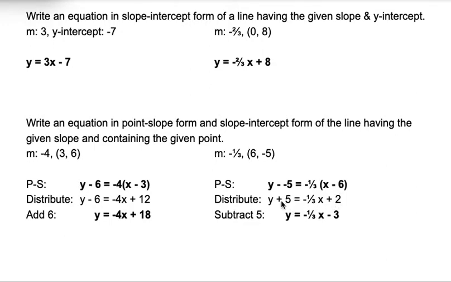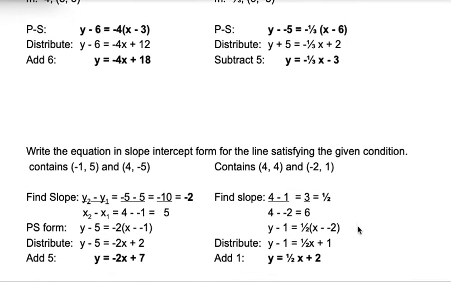Then we go over here and we say, you know what? We have a plus 5 over here. We've got to get rid of this because we want y alone by itself. So we subtract 5 from both sides, so 2 minus 5 is negative 3.